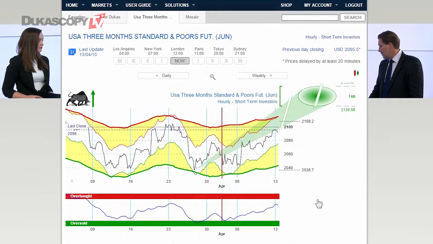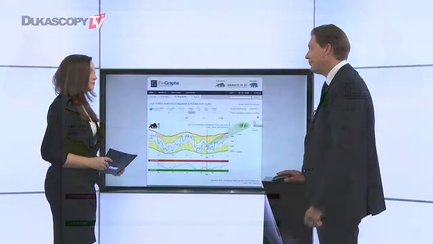The hourly has made it above its corrective targets, is back into an impulsive mode up, and over the next few weeks it could make it up between 2130 and possibly, you can't see it very well here, but 2160.